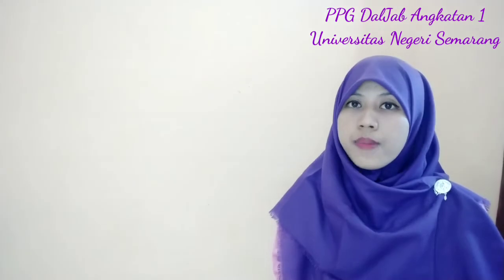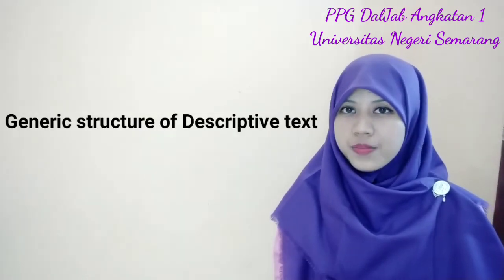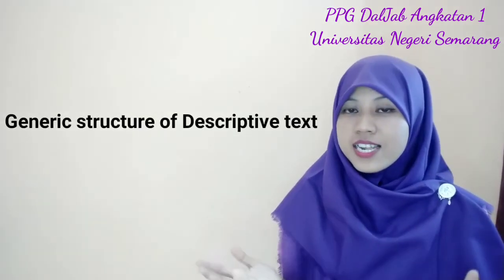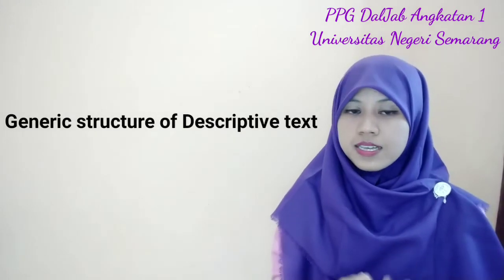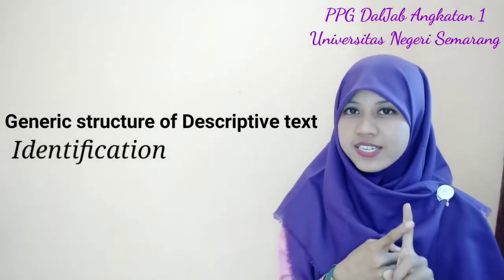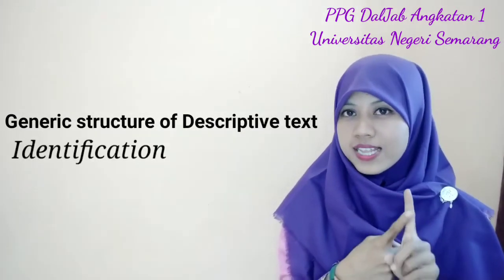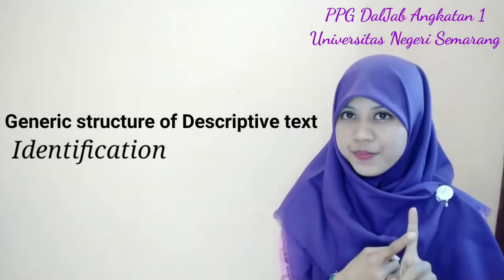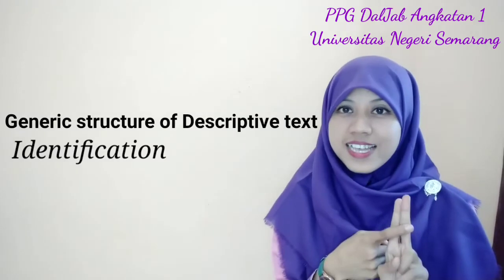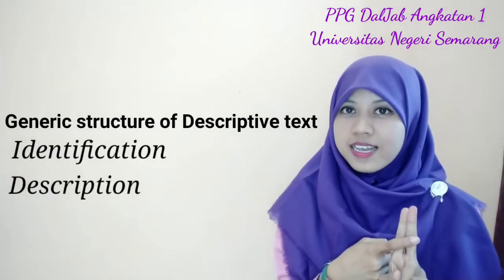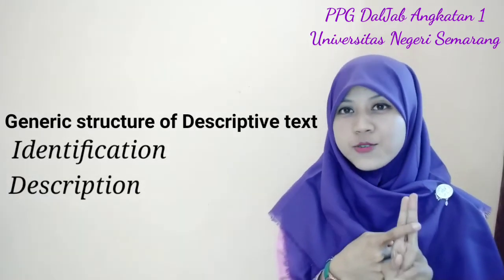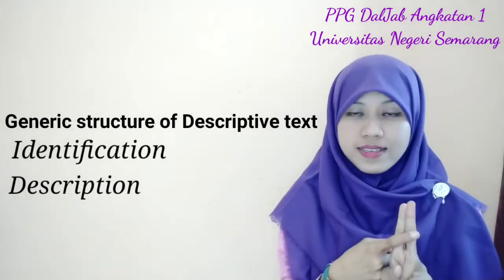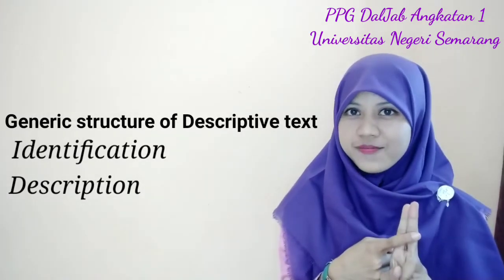And what about the generic structure of descriptive text? The generic structure of descriptive text first is identification. The function of identification is to identify the phenomenon to be described. And the second is description. The function of description is to describe parts, qualities, and characteristics.